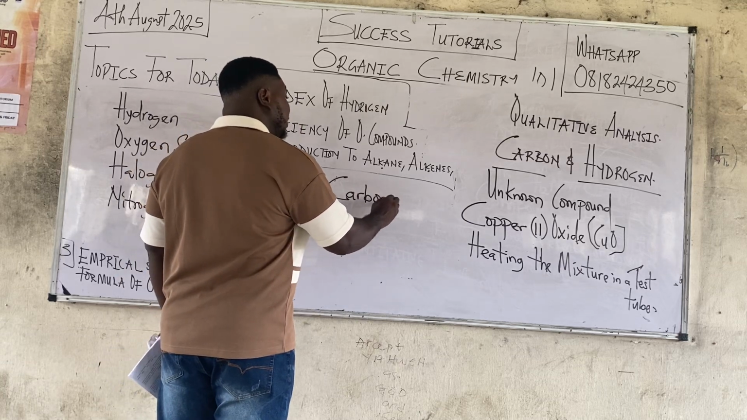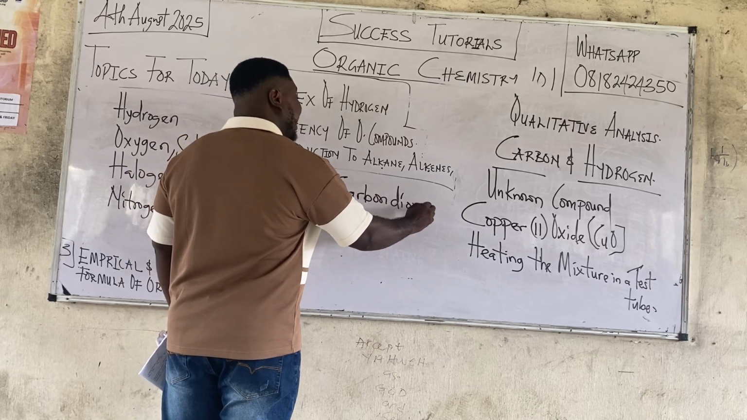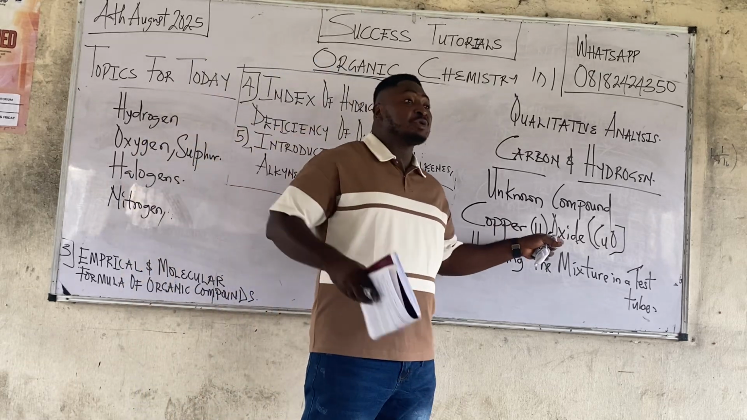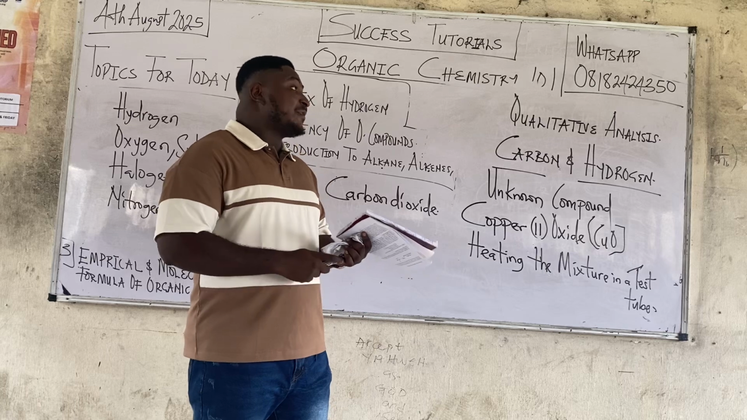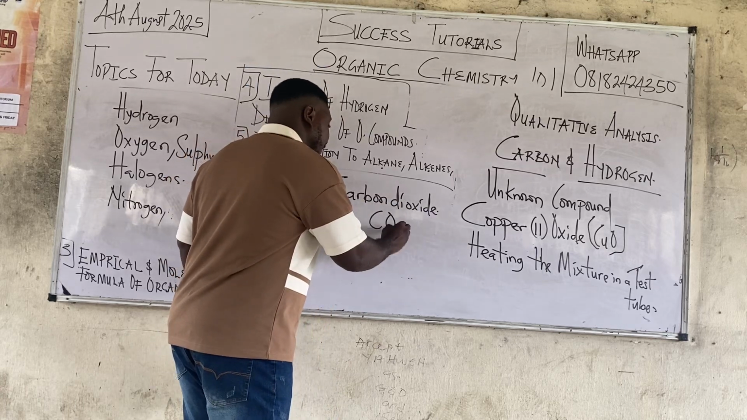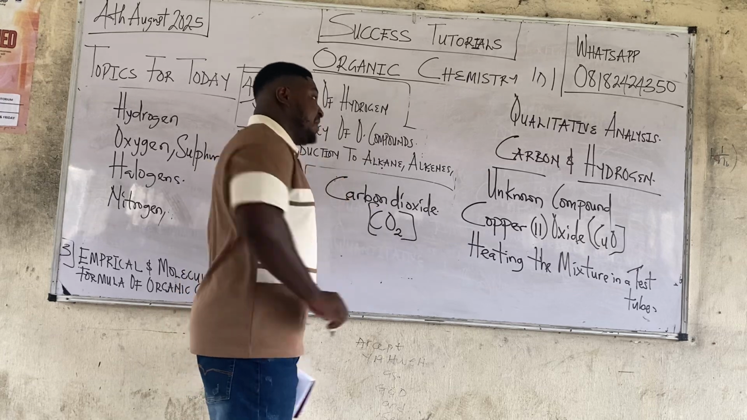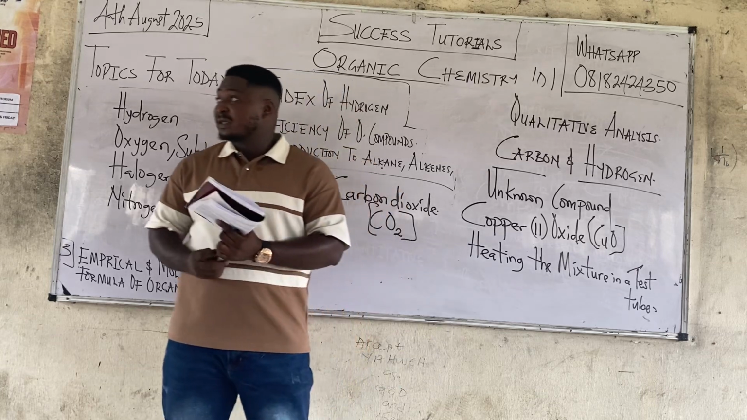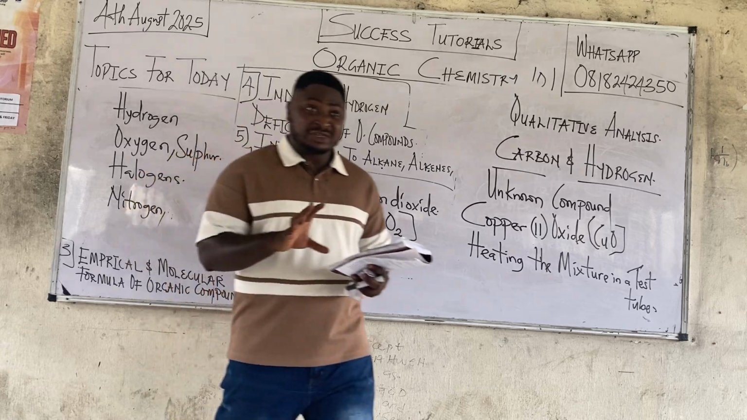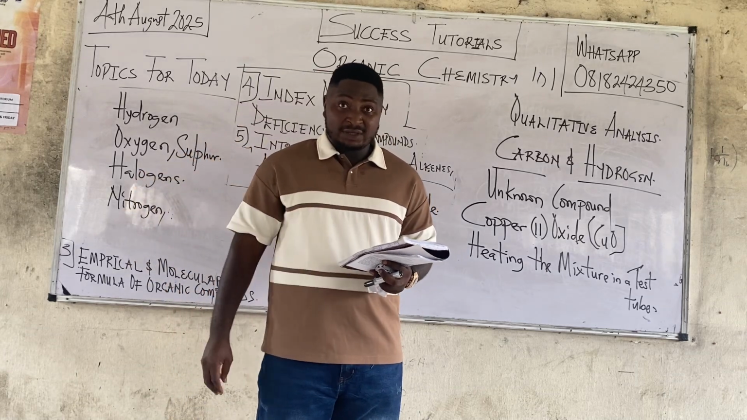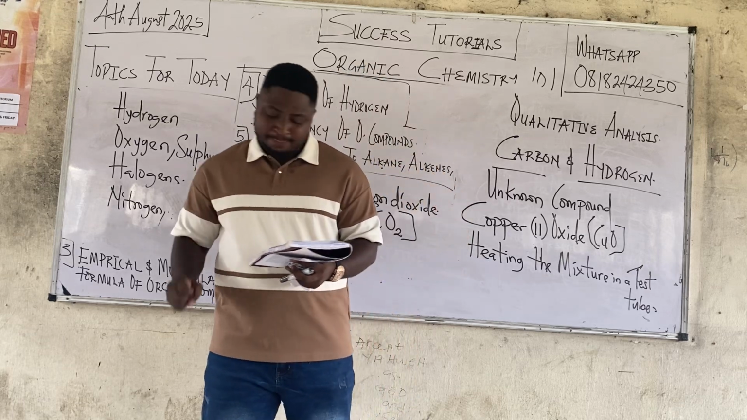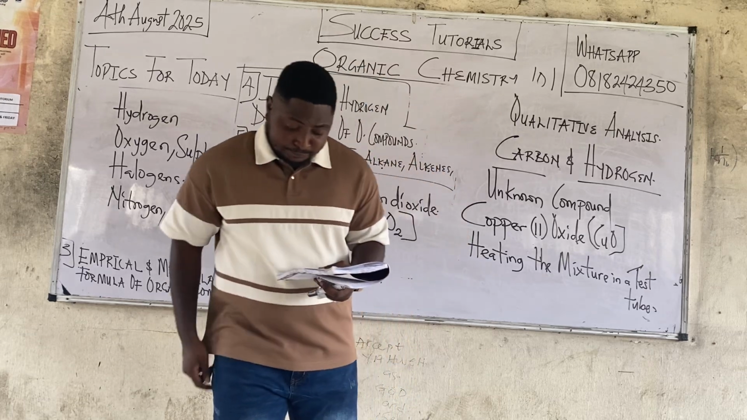Class, if carbon is present, it will be oxidized to what? Carbon dioxide. So this CuO is to test if carbon is there. If carbon is present, it will be oxidized to carbon dioxide, which is CO2, right? If carbon is present, it is oxidized to carbon dioxide, CO2.